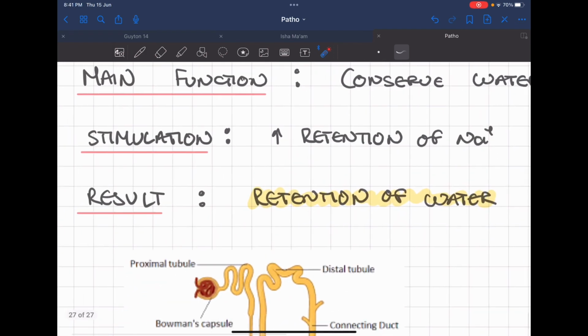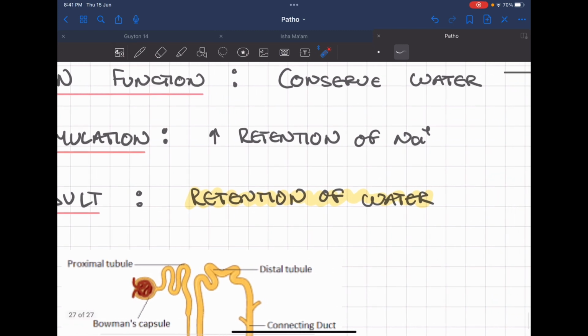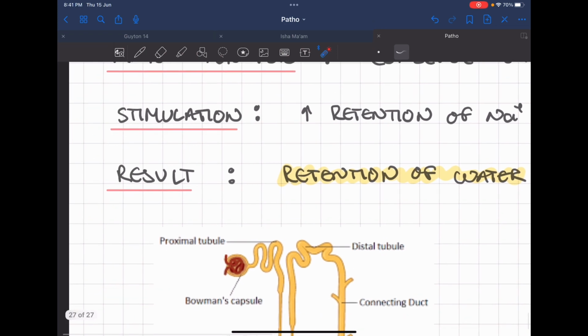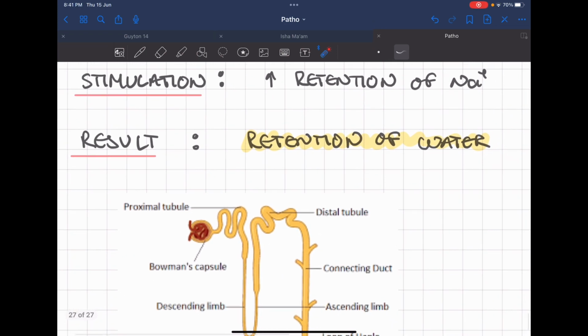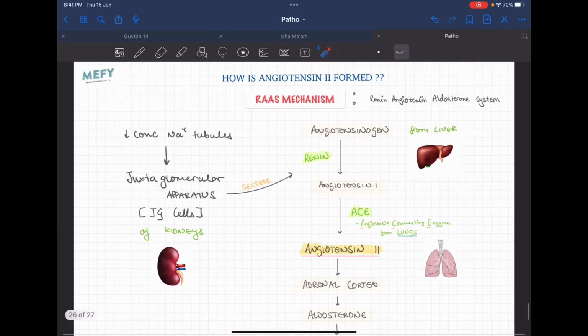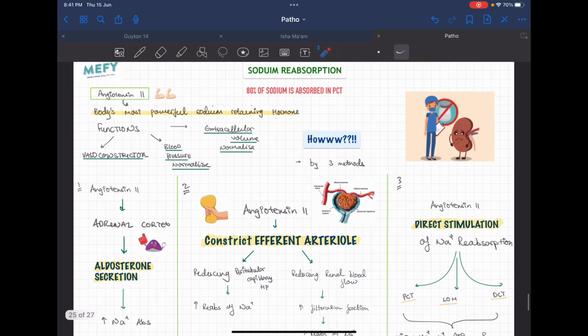But what stimulates this conservation of water and what is the need for conserving? When there is increased sodium retention, that leads to the conservation of water. What is the result? Of course, retention of water. I hope you understood the water reabsorption, the RAAS mechanism and the sodium reabsorption part of it today. If you want, you can take the notes of this.